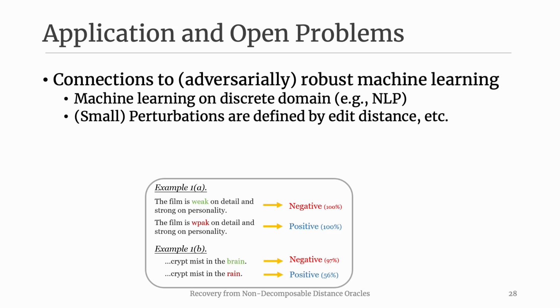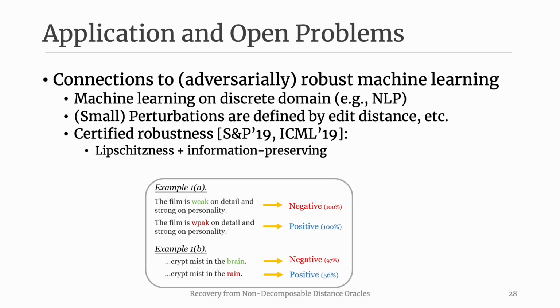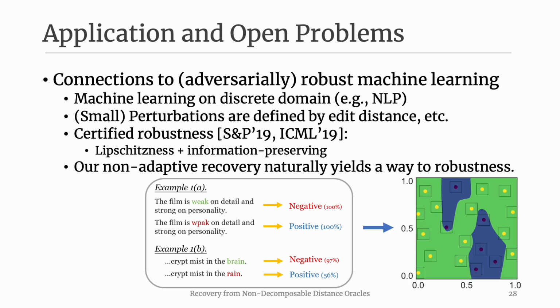A common way to achieve certified robustness against this adversarial attack is to guarantee the Lipschitzness of the model. But the Lipschitzness is defined over a continuous domain. Therefore, we need a mapping that maps the points in the discrete domain to the continuous domain, which is actually related to word embeddings. Furthermore, we would like this mapping to be information preserving to guarantee the model accuracy. We know that our non-adaptive query recovery strategy can naturally yield a way to this type of machine learning robustness.